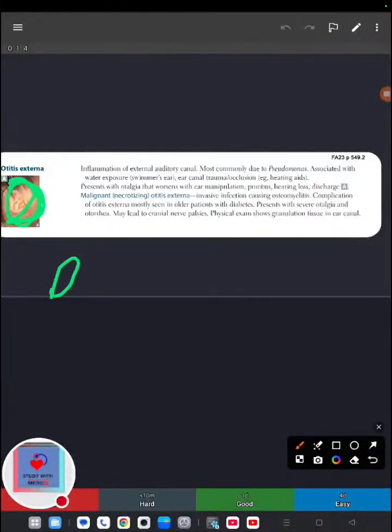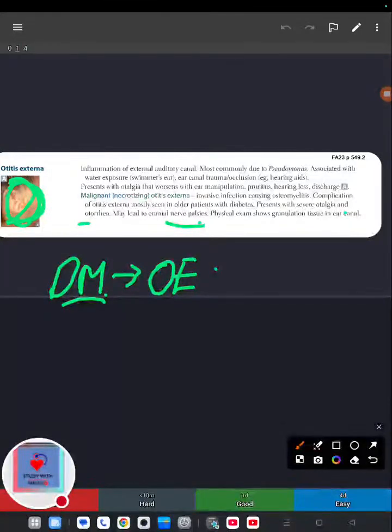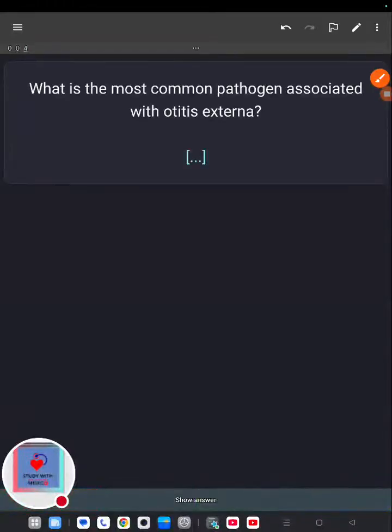So if the patient has diabetes mellitus, then otitis externa is mostly seen in older patients with diabetes. There will be uncontrolled infection, presenting with severe otalgia. Otorrhea means runny ear, like rhinorrhea, runny nose, so there will be discharge. It may lead to cranial nerve disease because the infection is so severe it is invading the bone and nerve. Physical exam shows granulation tissue.